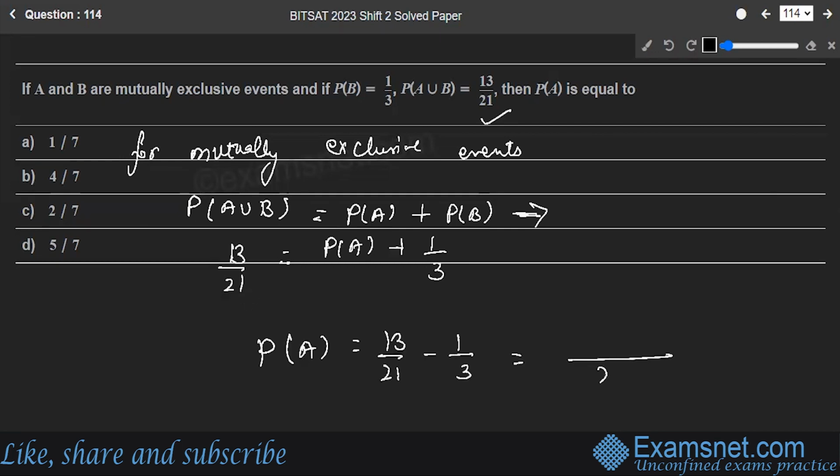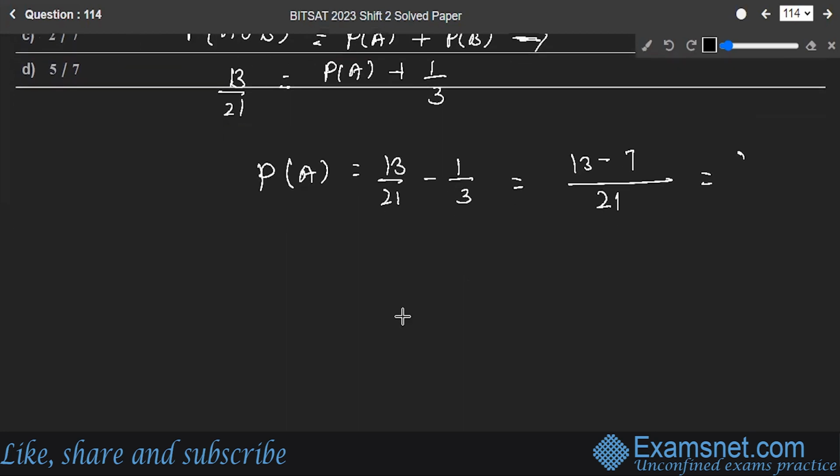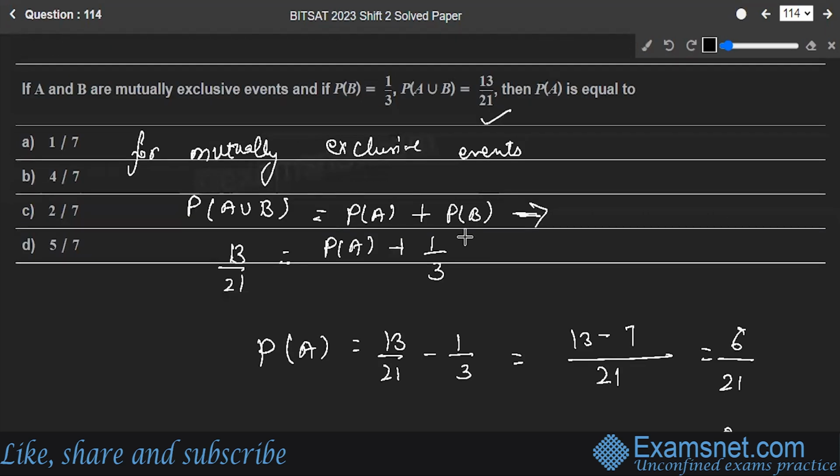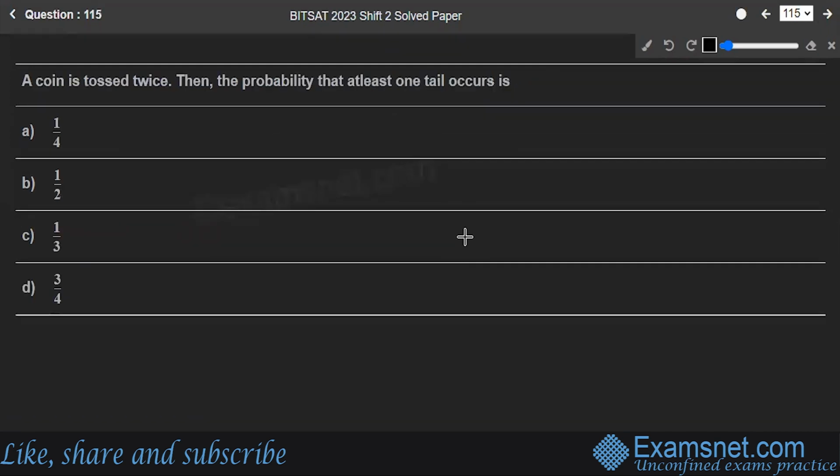This on solving, let's solve. You will have, wait, 7. Yeah. So this is subtracted, and 6 upon 21, or you have 2 upon 7. So this is the answer to the question. Option C is the right answer. Right? Next is question number 115. A coin is tossed twice, then the probability that at least one tail occurs.